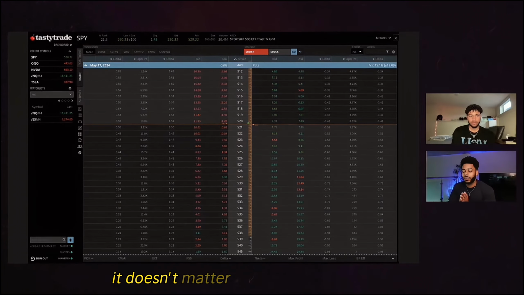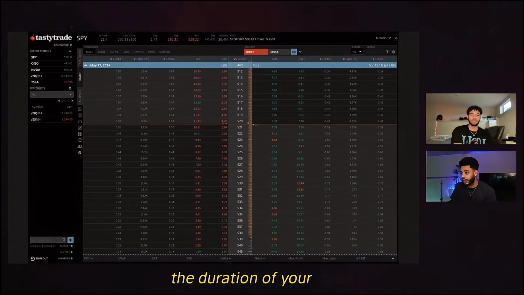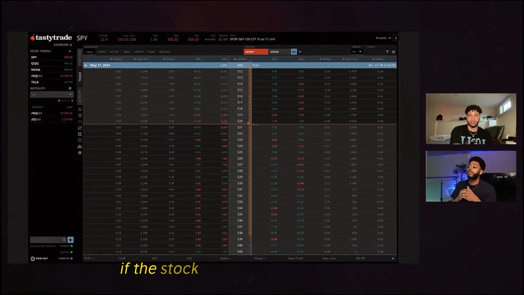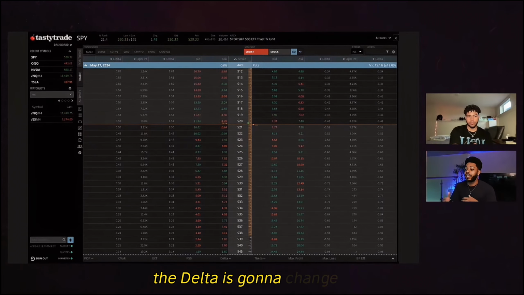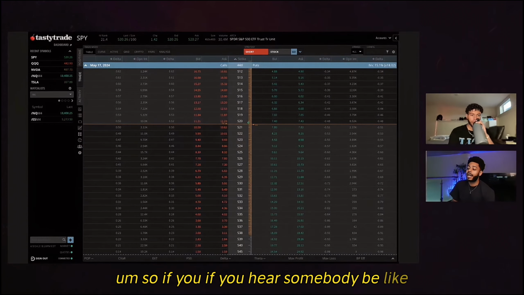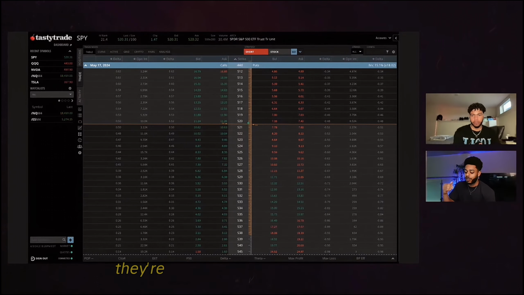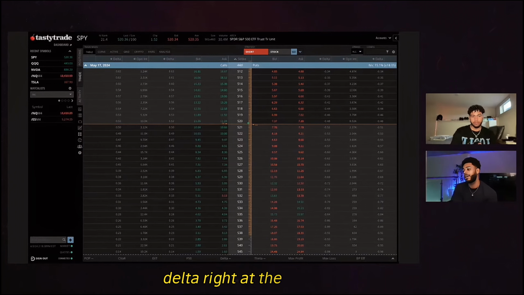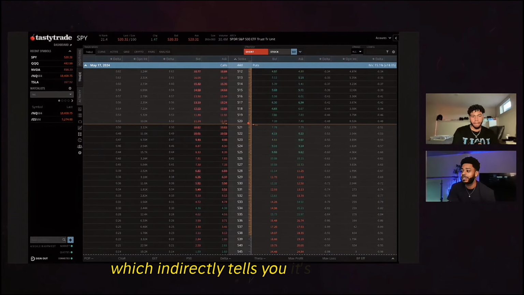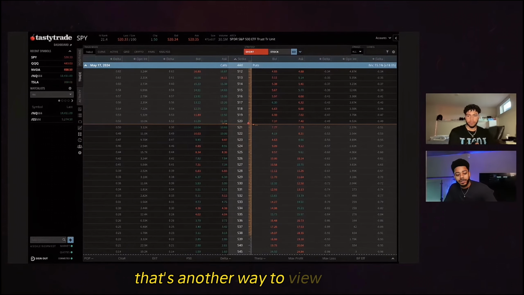At the money contracts, it doesn't matter where the stock price is, will have a delta of 50. That's why delta is dynamic, and why throughout your trade your delta is going to change. If the stock price pulls away from where you bought, the delta changes, because delta is always going to be 50 at the stock price. So if you hear somebody say, "I sold the 50 deltas," you know they sold at the money. They're as directional as you can get, because they're not selling out of the money and not getting any cushion or breathing room. That indirectly tells you it's an aggressive position, because if you have a 50 delta and it moves up $2, you just made $100. That's another way to view delta.